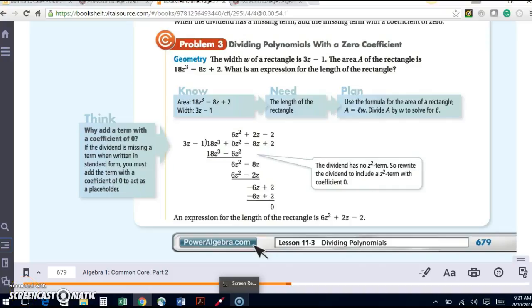Okay, let's take a look at problem 3 now, dividing polynomials with a zero coefficient. The width W of a rectangle is 3z minus 1. The area A of a rectangle is 18z to the third minus z squared plus 2. What is the expression for the length of the rectangle?